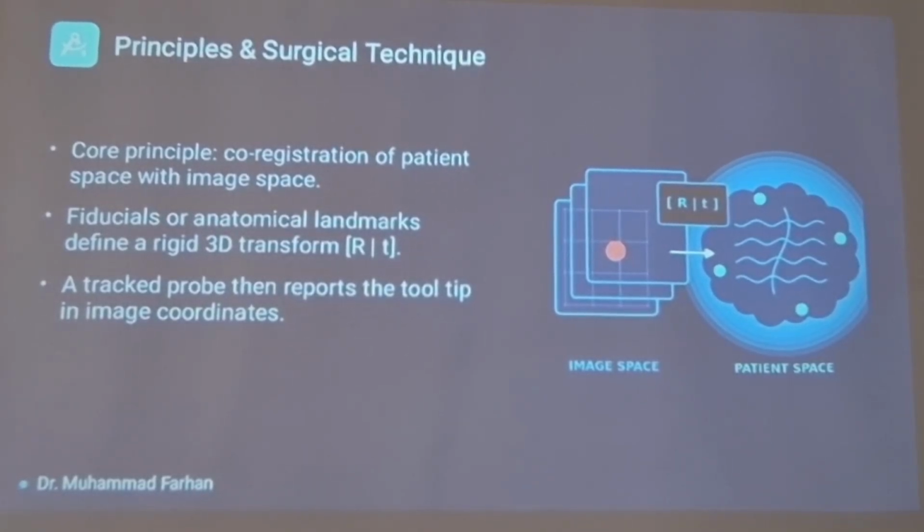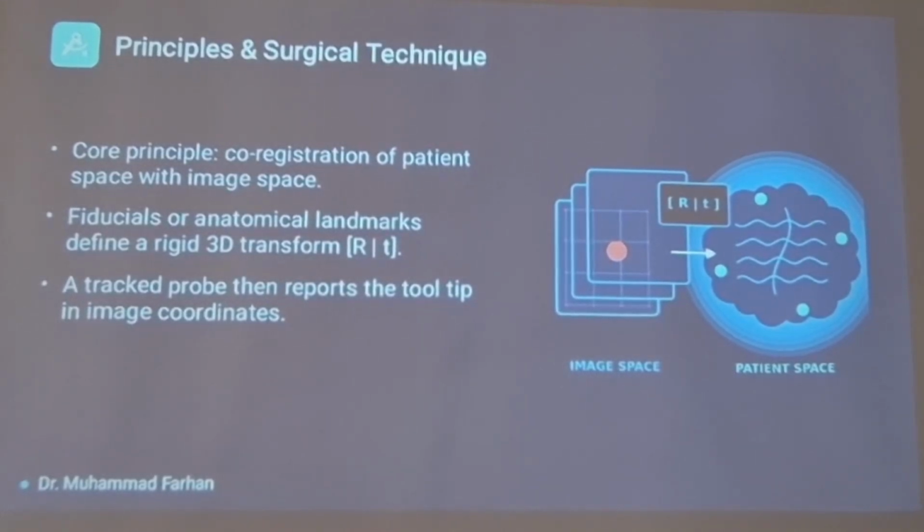One space is the patient space, which is on the operating table, and the other space is the preoperative images which are available of the lesion of the patient. So the neuronavigation system coordinates these two and forms a map during the operation, so that it can guide the surgeon to locate the lesion. That is called the registration of the patient.